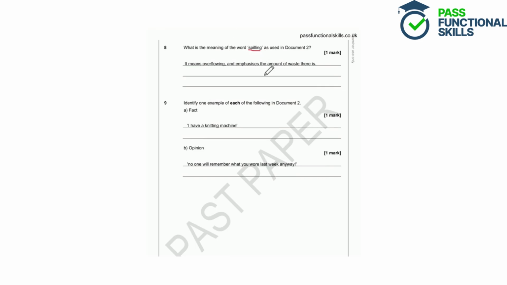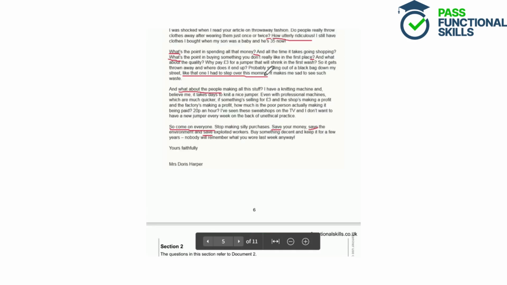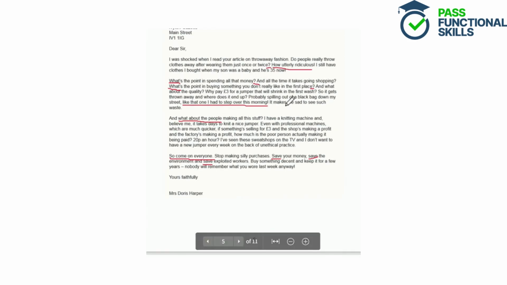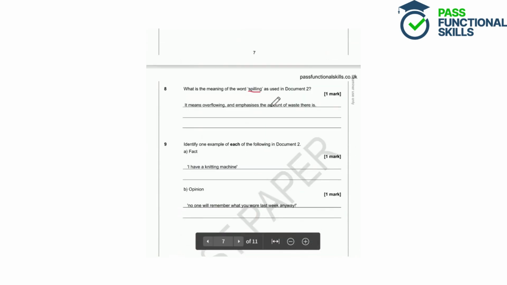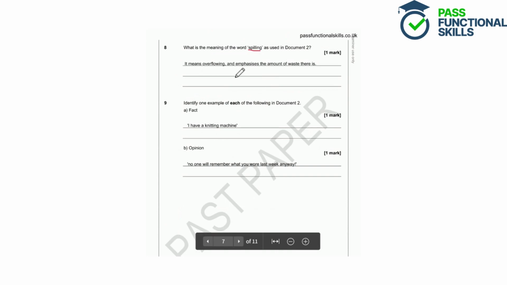So we can go up to the document here and find the word spilling, and we can see it appears here. So if we read the sentence, we can have a look at the context and work out what it means. So it says, probably spilling out of a black bag down my street. So in this context, we can see that spilling means overflowing, and it's describing the overflowing of waste due to fast fashion. So it means overflowing and emphasises the amount of waste there is.